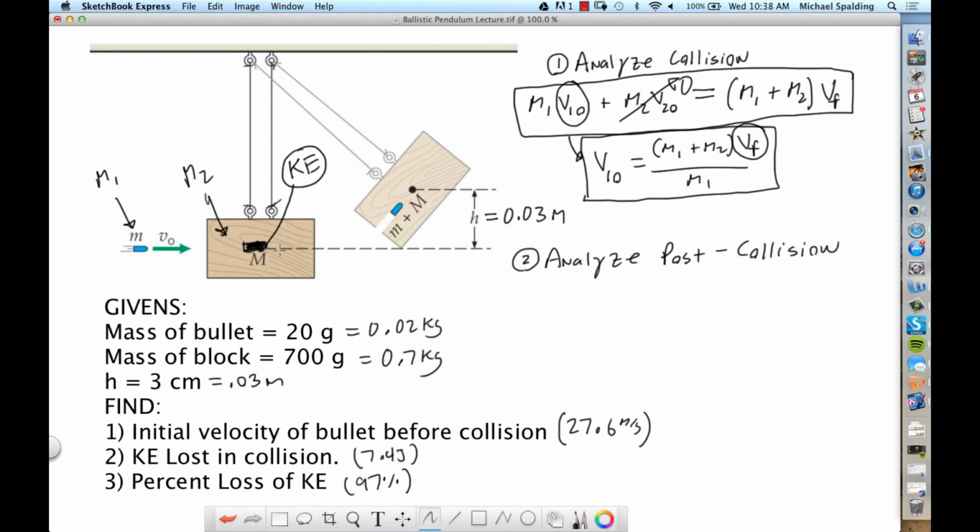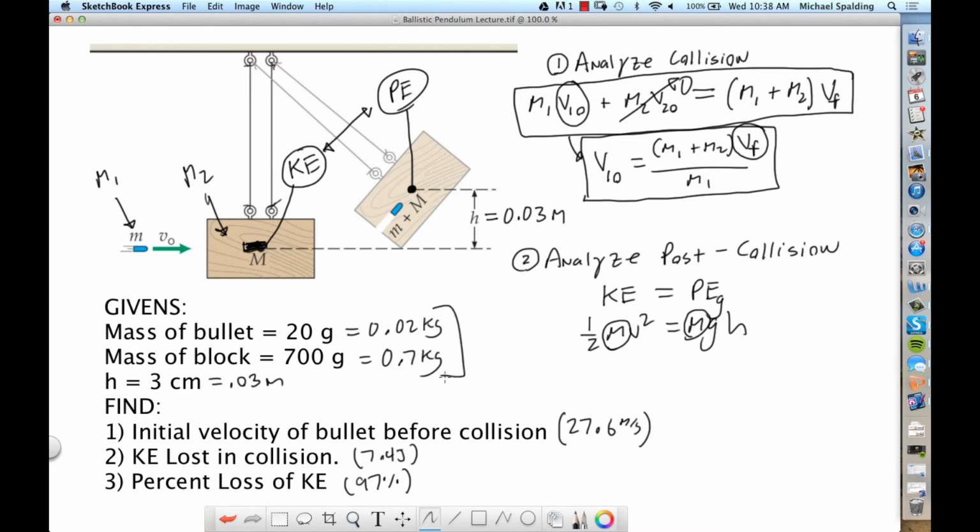So what happens to the bullet block combo? It swings up a vertical height. So this should sound familiar from last chapter. What type of energy did the bullet block combo gain? Potential. Assuming no friction, what will be true of those two energies? They're equal. So after the collision, we're going to say the kinetic equals the potential. The kinetic energy right after the collision is equal to the potential energy when the block swings up, right? Okay, so kinetic energy is 1/2 mv squared. This is mgh. Just realize these masses here, those are the combined masses.